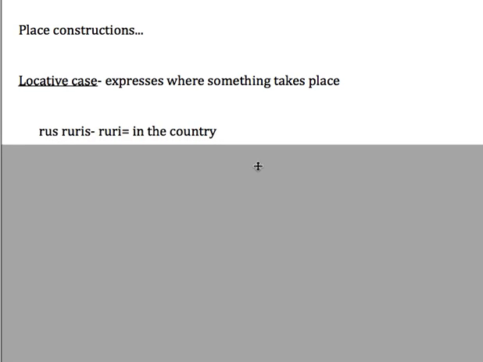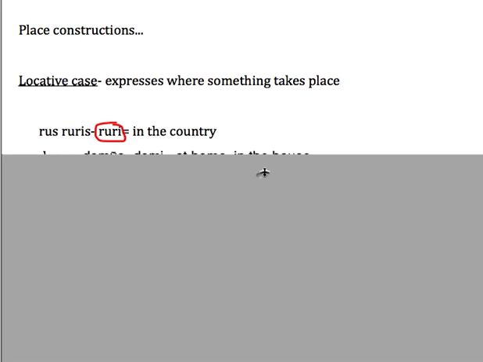Usually in Latin we use in plus an ablative to do all of that. But with this word rus, ruris, the word for country, if you want to say in the country, you don't say in plus an ablative form. You just use the form ruri. All by itself, this word ruri means in the country. There doesn't need to be an in front of it. There won't be an in front of it.